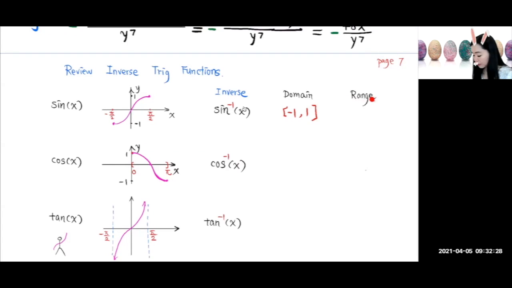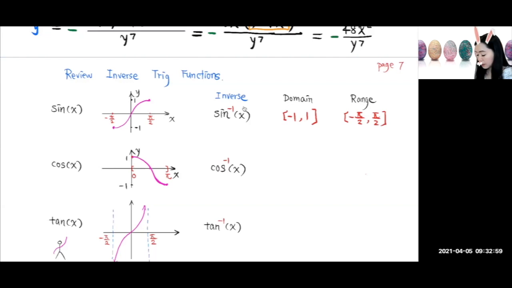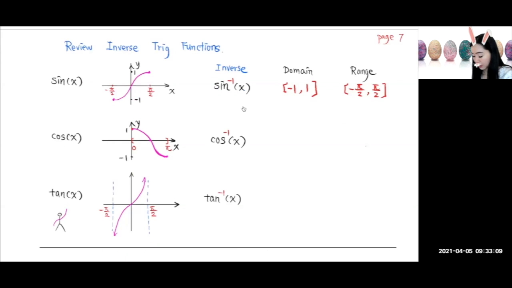The range for inverse sine is the domain for sine of x. Remember, we had to restrict the domain to be -π/2 to π/2 in order to make this function 1-to-1. So you see, for sine and inverse sine, the domain and range switch. Now, what about cosine?